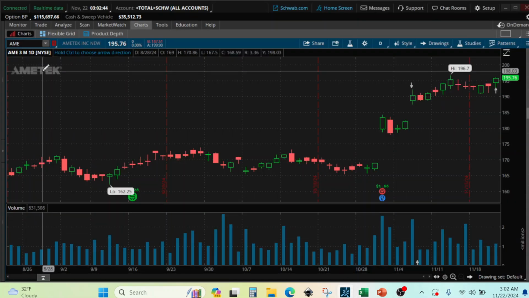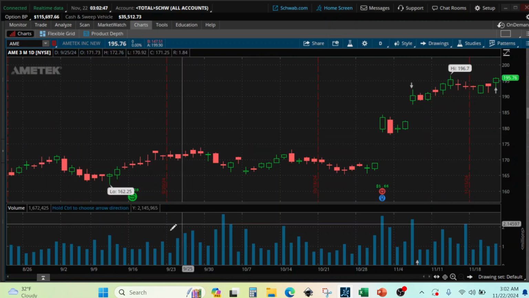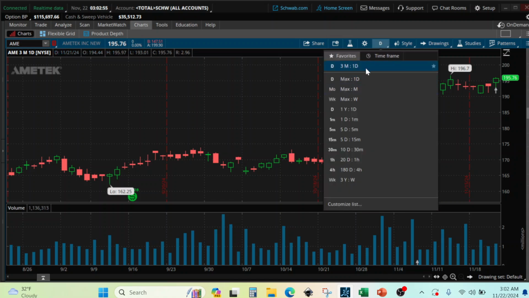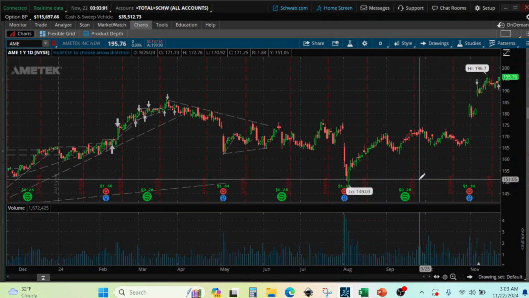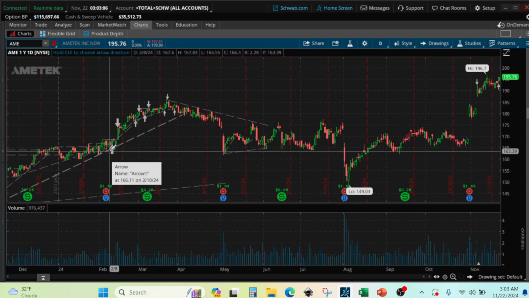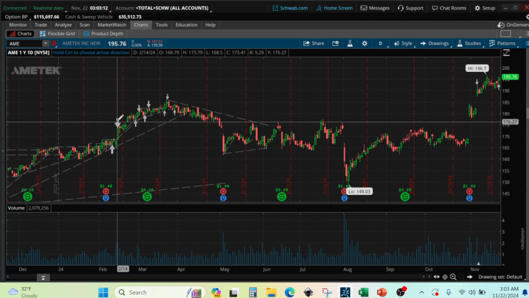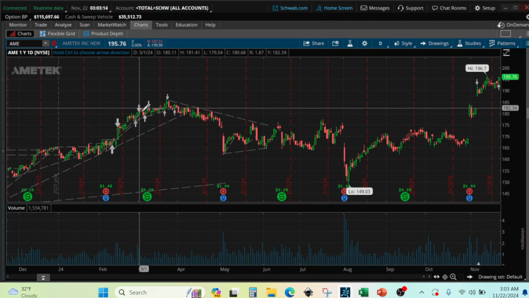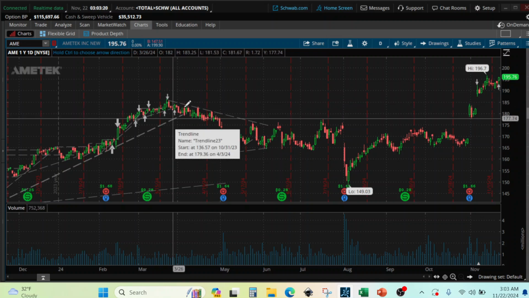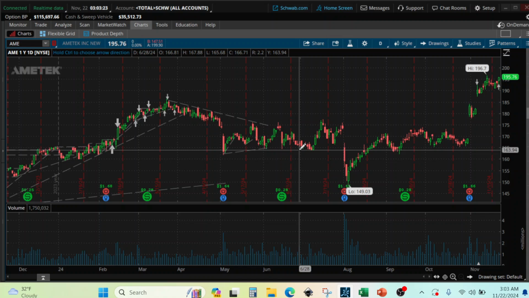In fact, we have AME here. Let's take a look at it. Let's go to, I think I have the 3 months daily chart here. Let's go to the 1 year daily chart. Okay, so February, we bought it in February here. February 12, sold it, bought it, sold it, bought it, sold it, bought it, sold it, bought it, and then it went down from there, downhill.